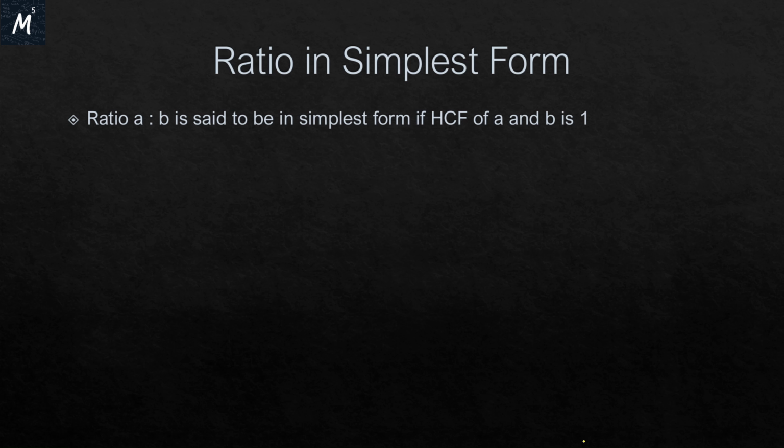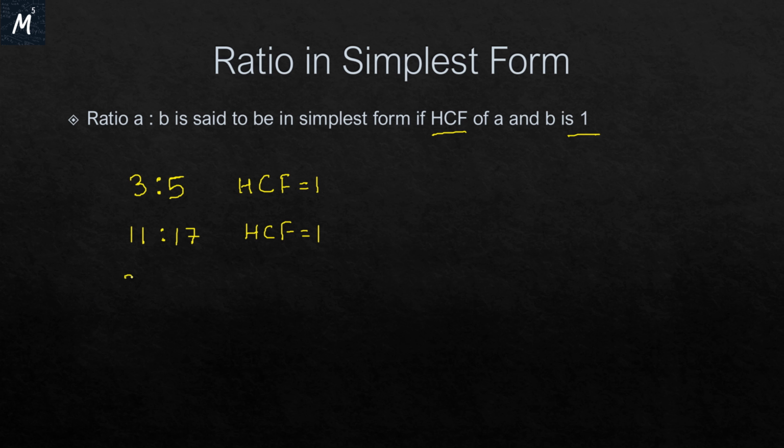Ratio in simplest form. A ratio will be in simplest form if the numbers which we are comparing have their HCF as 1. Let's take an example, 3 is to 5. We know 3 and 5 are prime numbers and their HCF is 1. So this ratio is in simplest form. Another example could be 11 is to 17. Again, these numbers are prime, so the HCF, highest common factor, is 1. So they are also in simplest form.